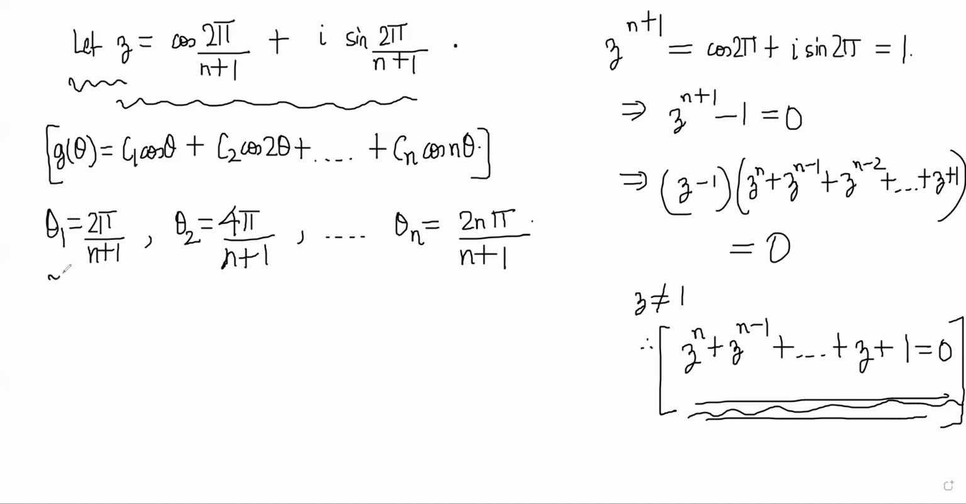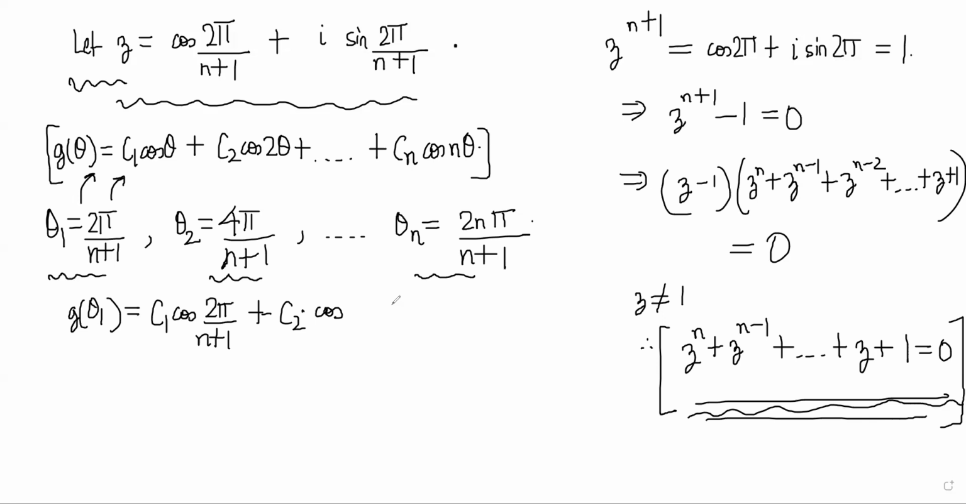Then in those cases, theta 1, theta 2, if you keep putting it in this relation, you get g of theta 1 would be C1 cos 2 pi by n plus 1 plus C2 cos, you get 2 theta 1, so that is 4 pi by n plus 1, and you get finally Cn cos 2n pi by n plus 1, right? G of theta 1 is this. Now, if you think about this, this is basically cos 2 pi by n plus 1 is what?